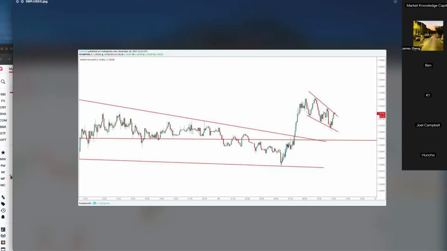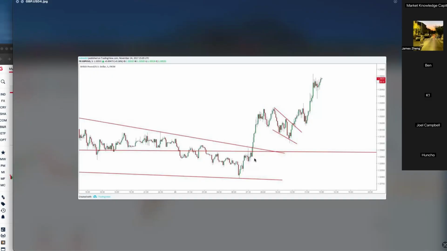So remember, impulse, correction. What are we expecting after that? After every impulse comes a correction. We're looking for a breakout to the upside. And I'll show you what it's done after that. That was the result. So we've got the impulse, we've got the correction, it broke out again, and it's done another impulsive move to the upside.